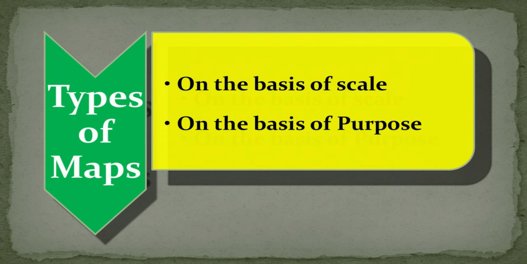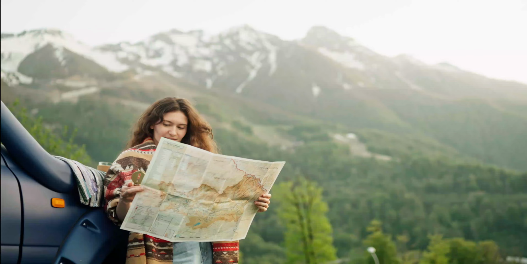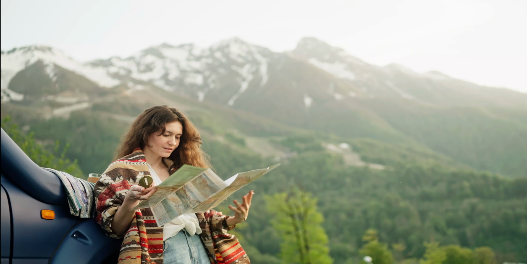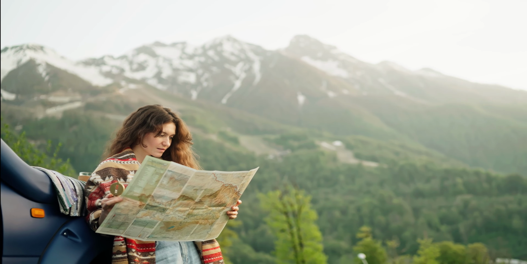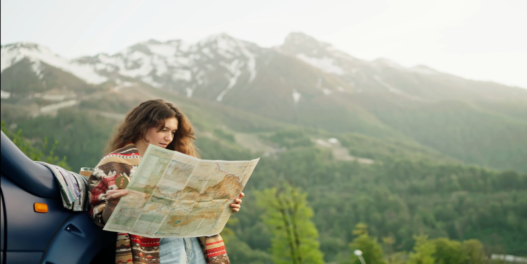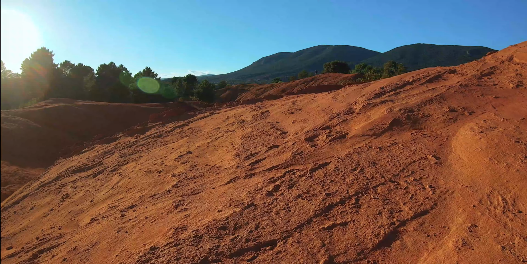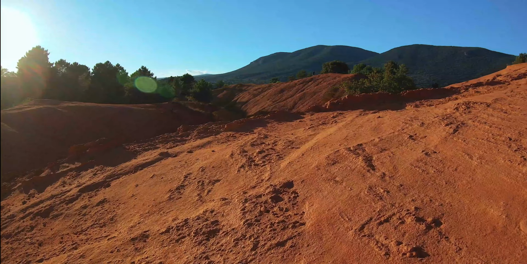Today, we are going to discuss maps and its types. A map may be defined as a small-scale conventional representation of the Earth, as viewed from above, using scale and projection. A map is much smaller than the area of the Earth's surface pattern that it depicts. Every map is scaled to the exact size of the object it depicts. The scale is the ratio of the distance between 2 points on a map and the distance between them on the ground. A map is created on a planned surface with only 2 dimensions, namely length and breadth.